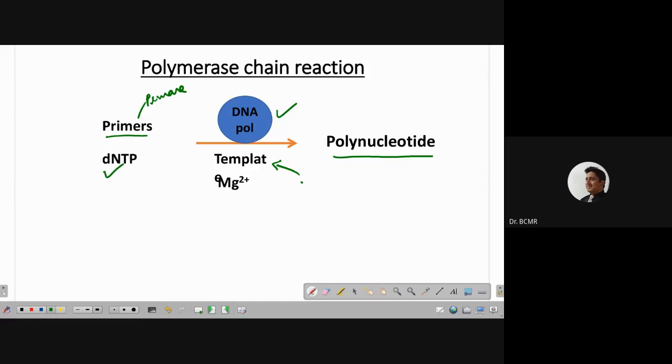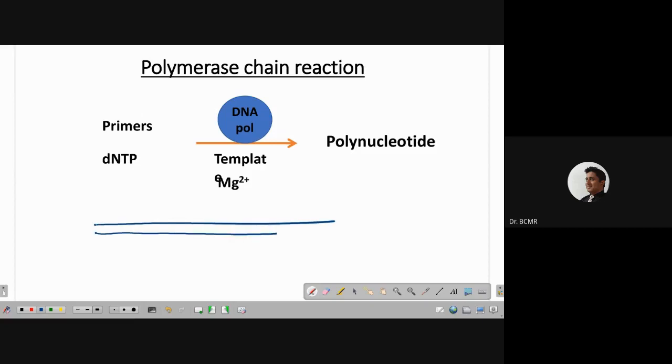And it requires the template. The genome is the template. There are metal ions, Mg2+ and so on, that are required. And DNA polymerase will make the polynucleotide. The same thing is also done during polymerase chain reaction. But there will also be several problems associated with that. The first thing is DNA is double-stranded, right? And how does it denature? What is the enzyme? It is helicase.